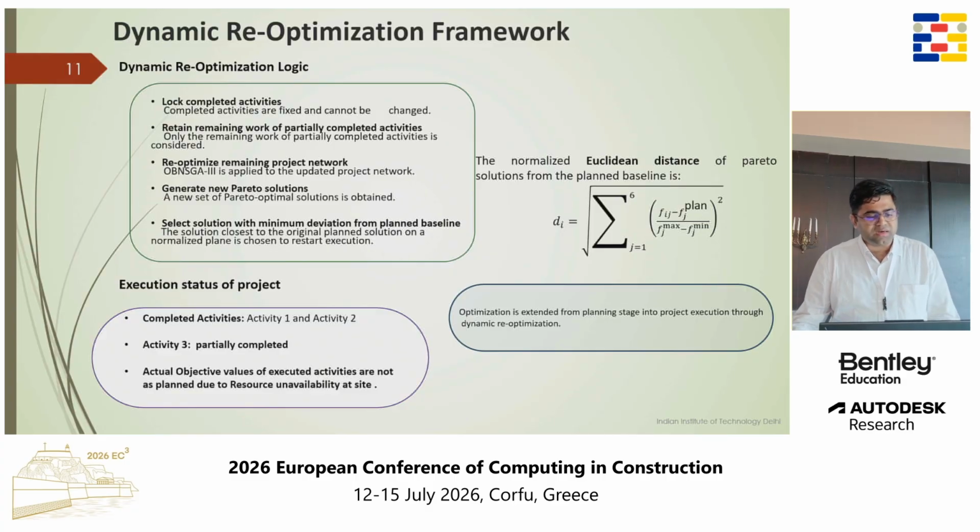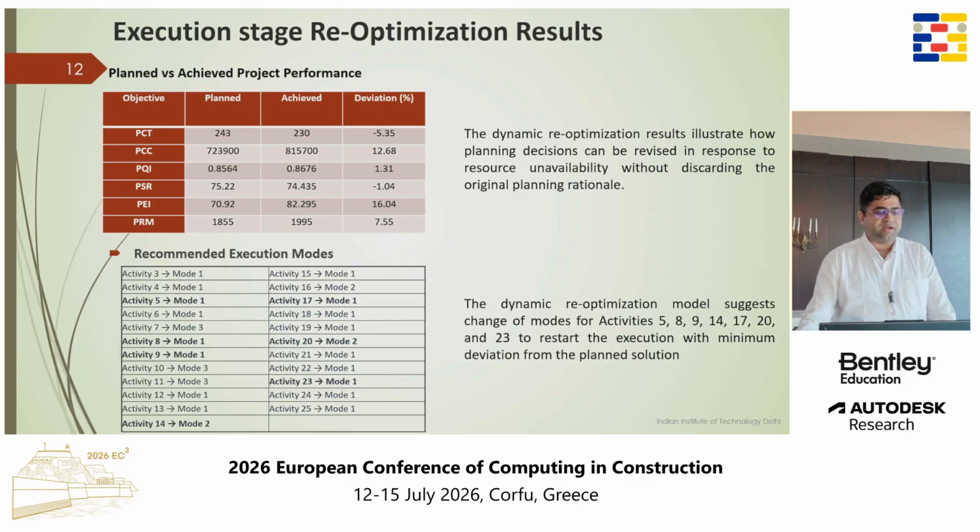So we collected the data from a real life project. Activity 1 and activity 2 had been completed. Activity 3 was partially completed, and it showed some deviations. So we measured those deviations and ran them through our algorithm, and this is what it showed: activity 5, activity 8, 9, 14, 17, 20, and 23, the modes need to be changed so that the real objectives of the initial planning can be achieved.